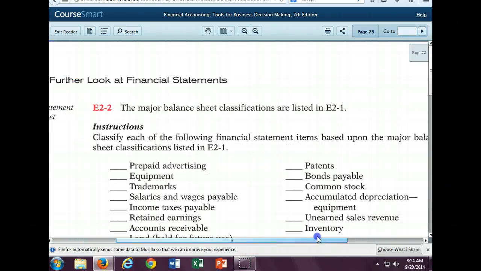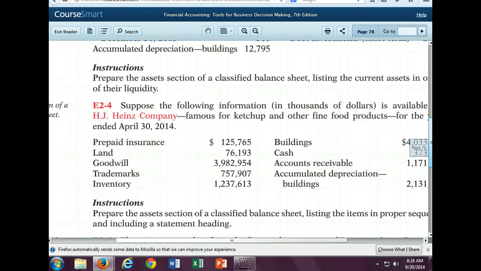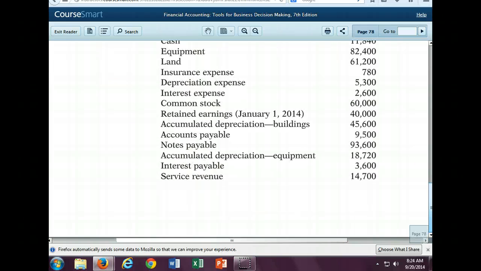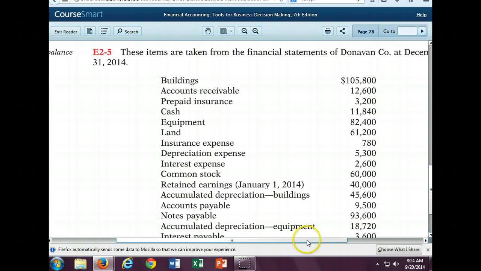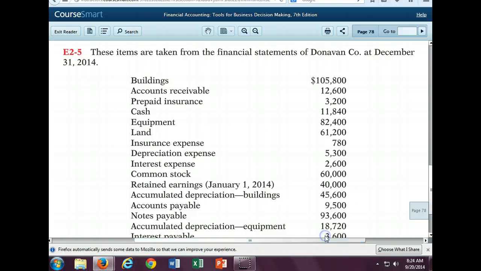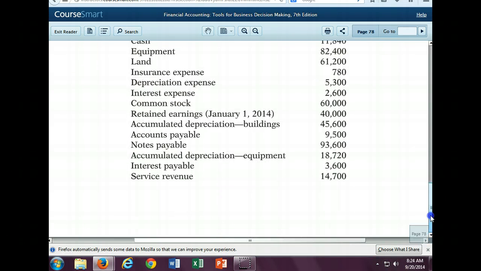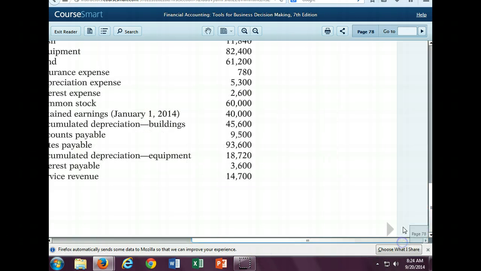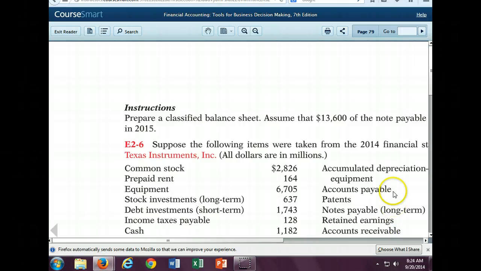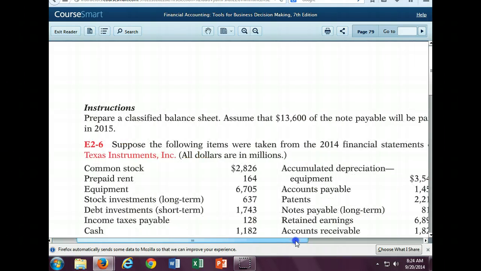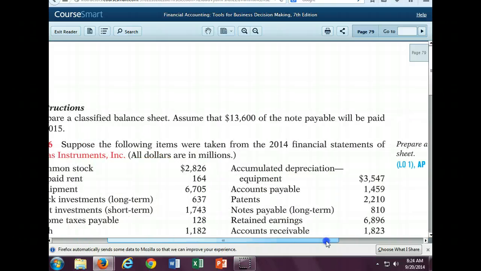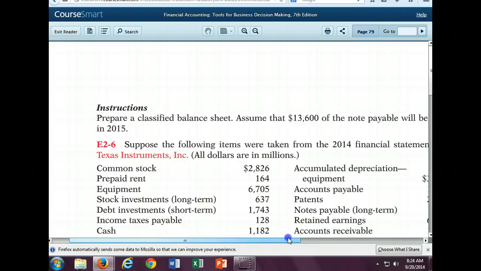Do complete problem 2.5. So we're going to start here with these items taken from the financial statements of Donovan Company at December 31st, 2014. It gives us a list of accounts, and it tells us to prepare a classified balance sheet. Assume that $13,600 of the notes payable will be paid in 2015.